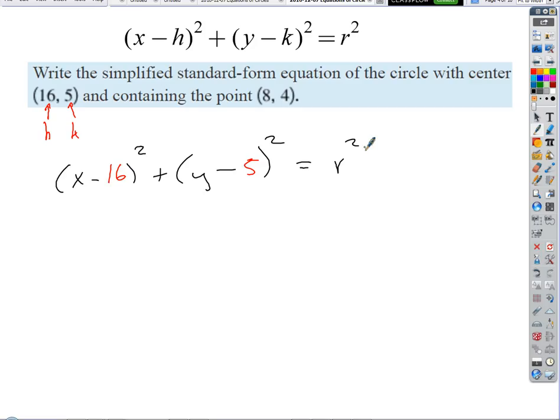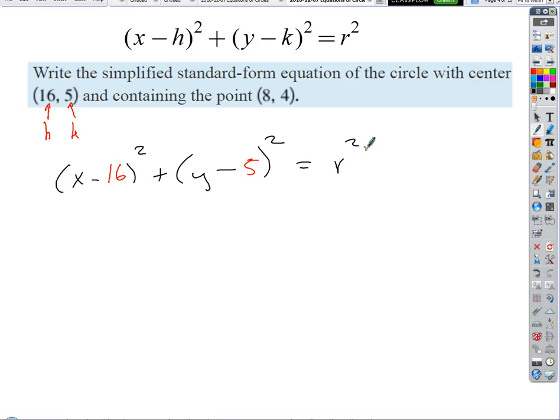But I need one more thing. I need to know r. I've got to be able to fill in, because all this tells me is where the center of my circle is, but I don't know how big it is, right? I've got to be able to specify what the radius is to pin that circle down, right? So any ideas? What could I do?